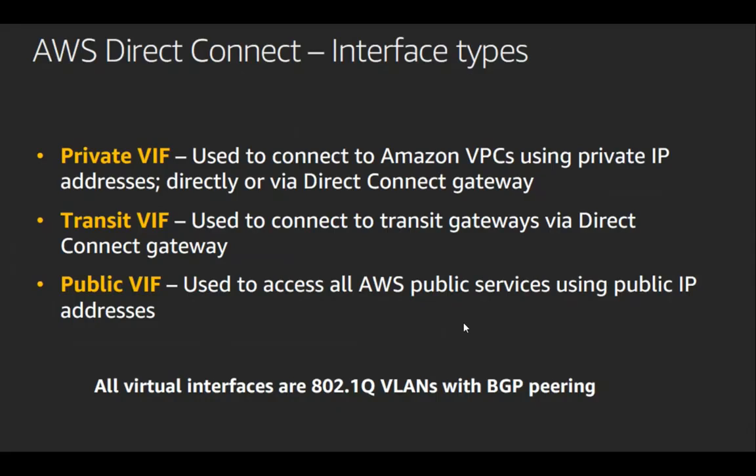We also have transit VIF, which is used to connect to transit gateway via Direct Connect gateway. And you also have public VIF, which is used to access all AWS public services using public IP addresses. This could be your S3, DynamoDB, and other services. All virtual interfaces are 802.1q VLANs, pretty much standard, with BGP peering. So the important thing to remember: these are the 3 types of interfaces available with Direct Connect: public, private, and transit.